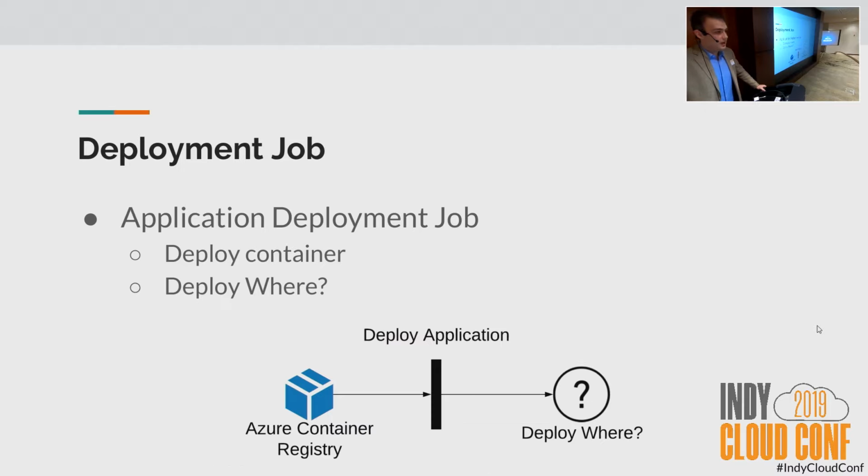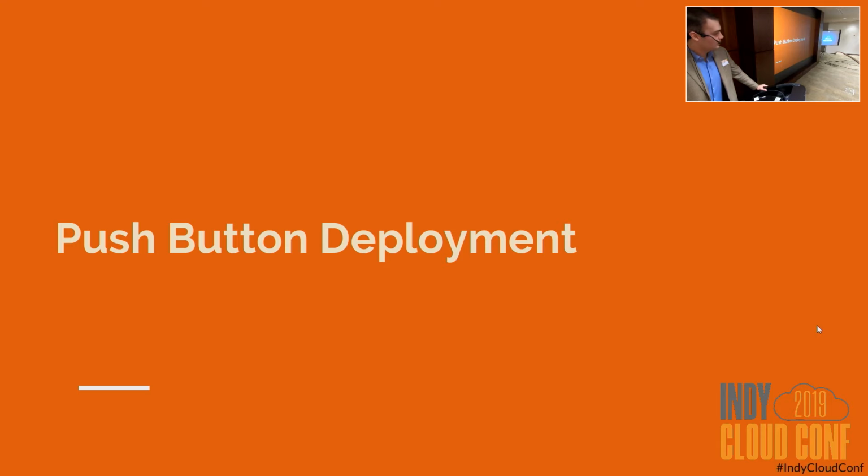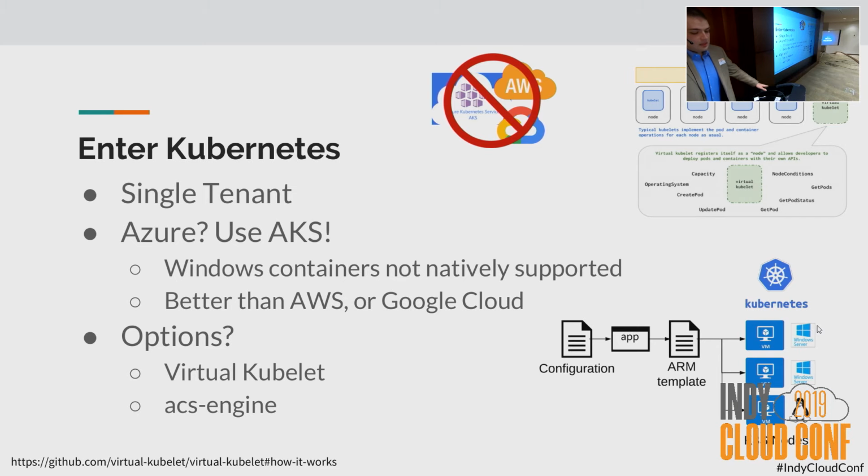And then finally, we made a deployment job where all it did was take the container that we had already vetted from the container registry and deploy it to, well, we haven't talked about that yet. So it's going to deploy it somewhere. We're going to get there. So the last thing we had to do was make the push button deployment into our test environment. So again, I want to stress that this application was single tenant.